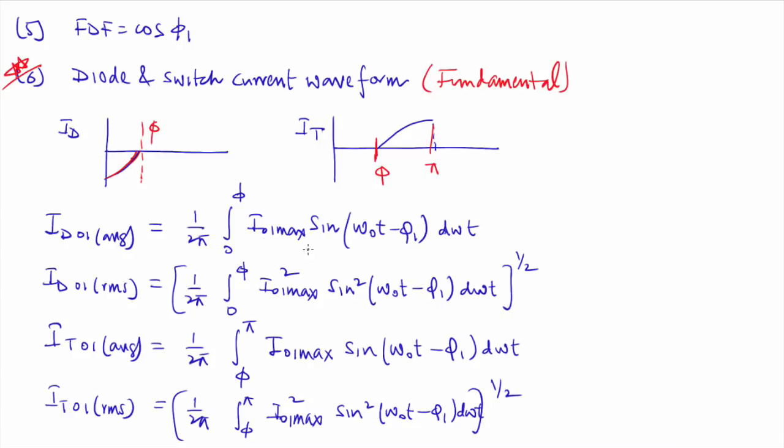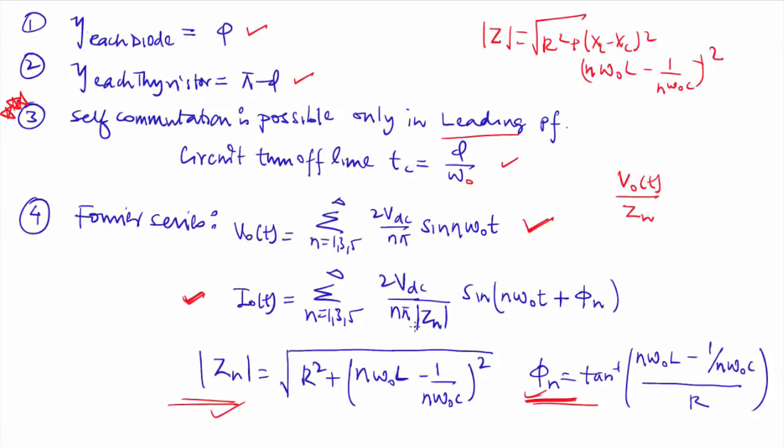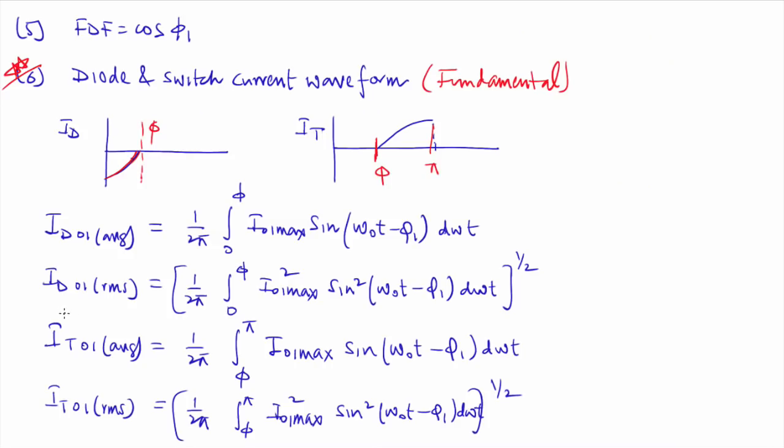Now how to find the I01 max? I01 max I can easily find by using this Fourier series. So I01 max is nothing but equal to V01 max upon Z1. So it will be equal to 2 VDC upon pi into Z1, and Z1 I can find by putting the value of n equal to 1 in this equation. Similarly, the RMS value of diode current I can find.